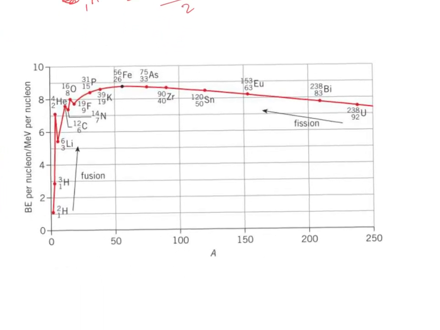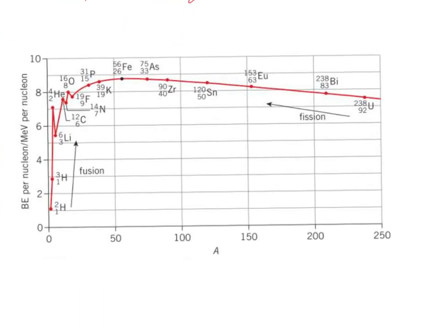This is a really important graph. You do need to be able to analyze it. You do need to be able to remember key features of it. But basically what it has is the binding energy per nucleon, so in mega electron volts each, obviously, and the nucleon number on this axis. So basically how many protons and neutrons they have in total in there.